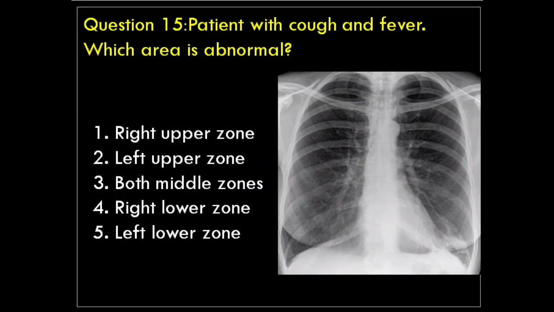Question 15: Patient with cough and fever. Which area is abnormal? 1. Right upper zone. 2. Left upper zone. 3. Both middle zones. 4. Right lower zone. 5. Left lower zone.